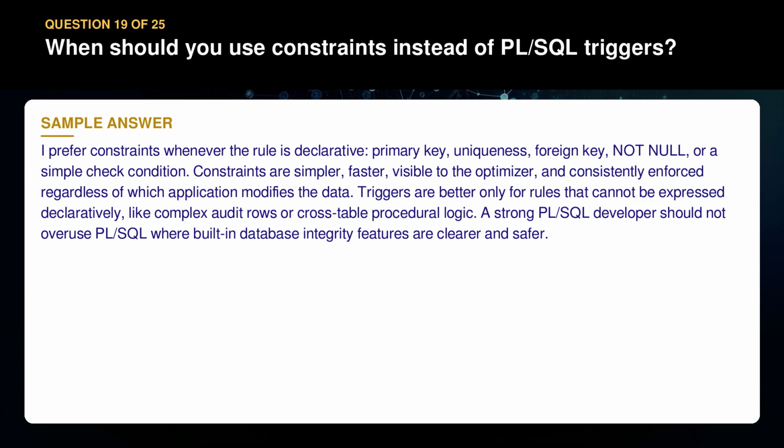I prefer constraints whenever the rule is declarative: primary key, uniqueness, foreign key, not null, or a simple check condition. Constraints are simpler, faster, visible to the optimizer, and consistently enforced regardless of which application modifies the data. Triggers are better only for rules that cannot be expressed declaratively, like complex audit rows or cross-table procedural logic. A strong PL/SQL developer should not overuse PL/SQL where built-in database integrity features are clearer and safer.